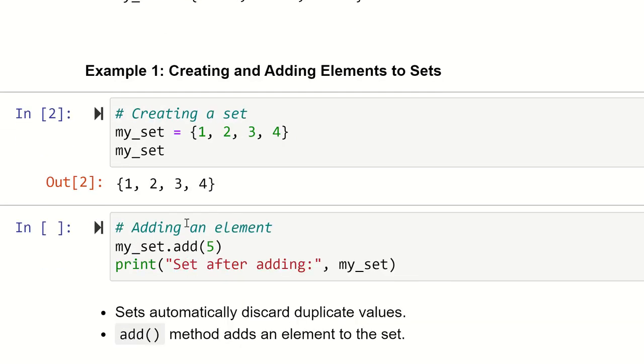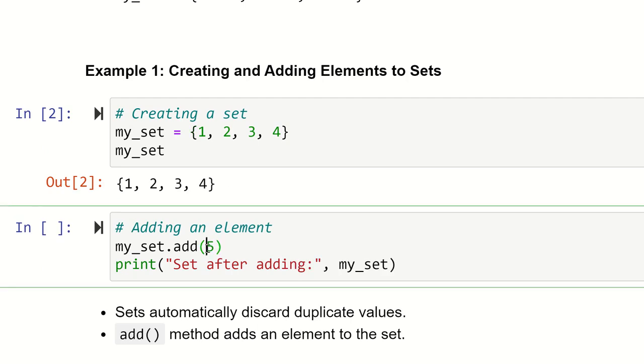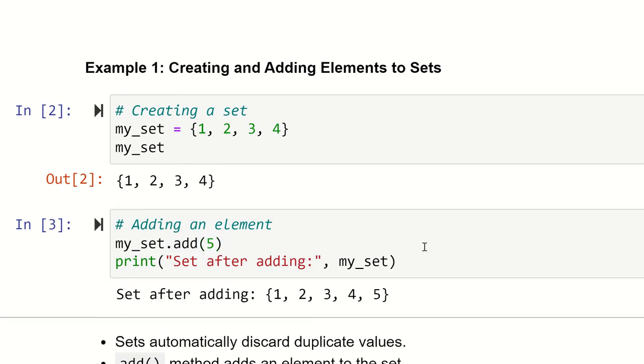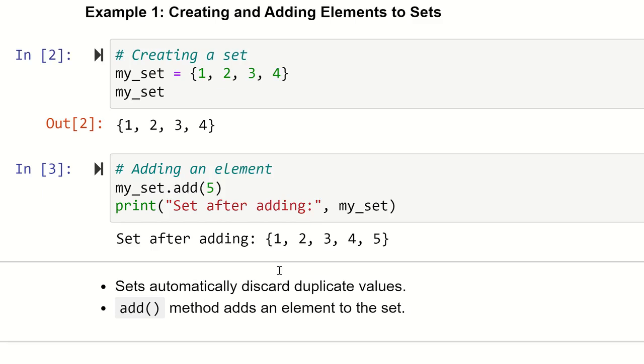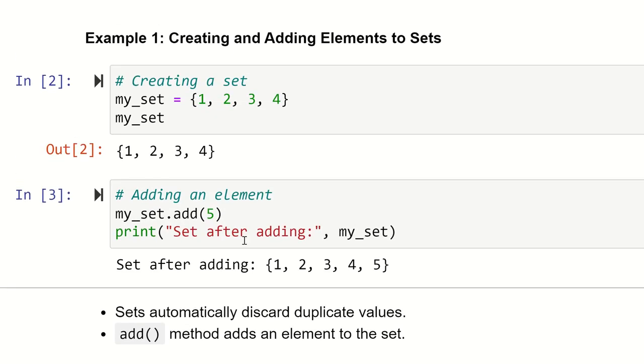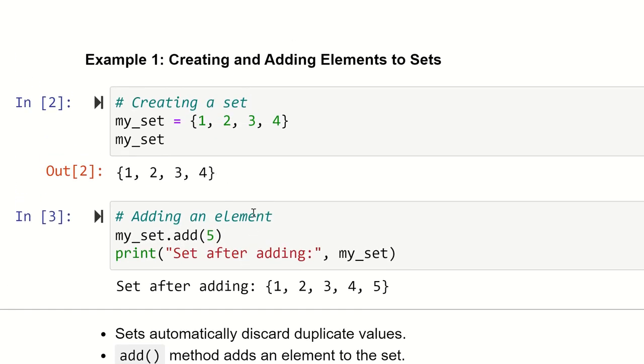If we intend to add the next element, an element after 4, say 5, to the set, we use the add method. Let's see my set after adding. So now we have the elements 1, 2, 3, 4, 5 in the set we've just created. Sets automatically discard duplicate values. The add method adds elements to the set, but if you have duplicate values in a set, the set will automatically take out the duplicate values.